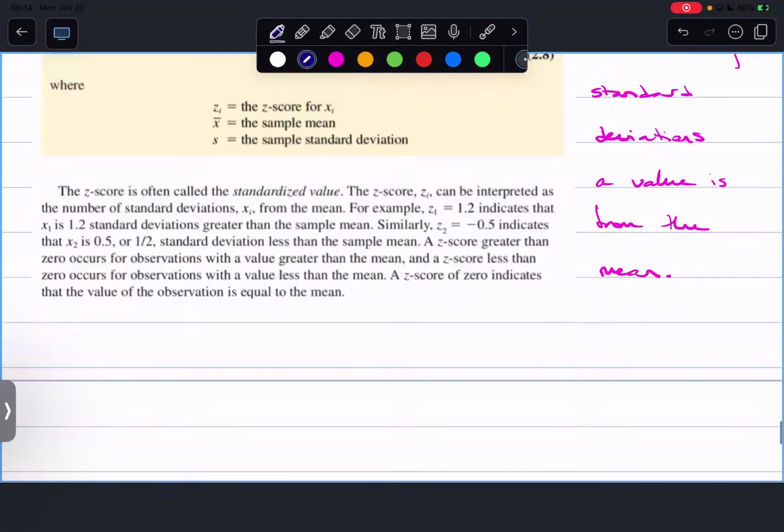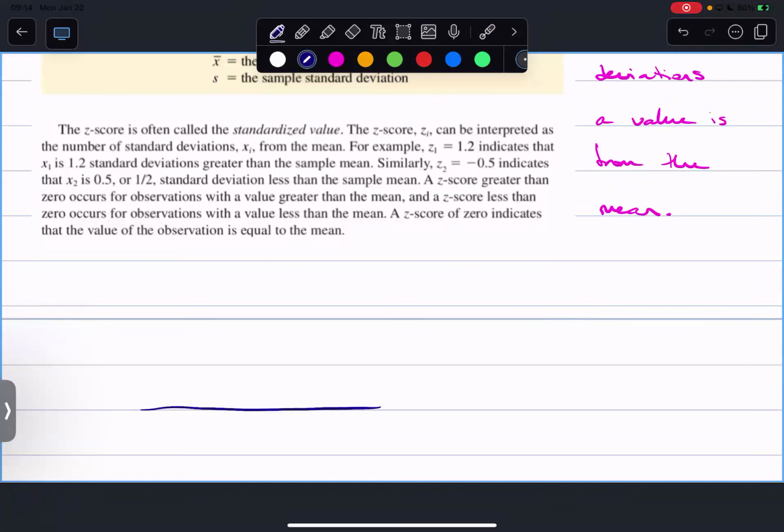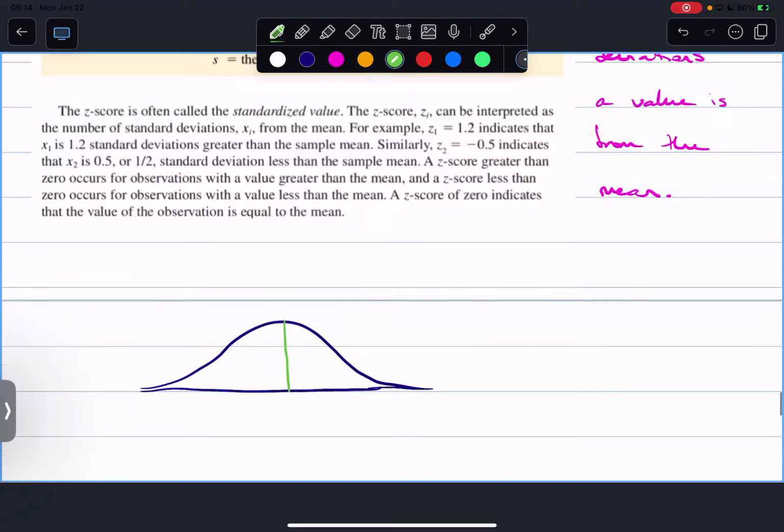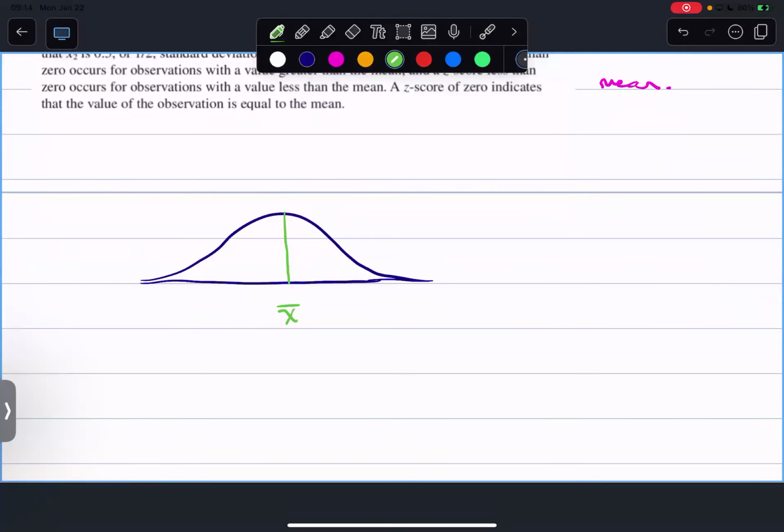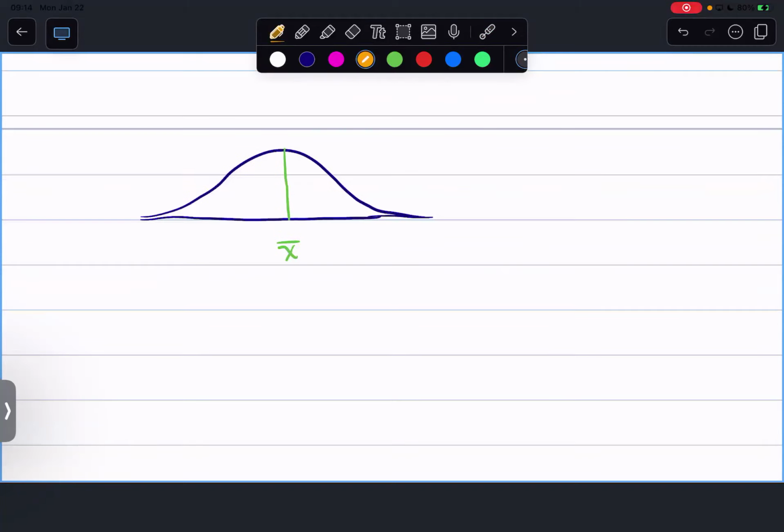Z-scores are typically used for normal distributions. You can use them for non-normal, but we'll just focus on normal. They're going to be centered on the mean. And so if I find some data point, Xi minus X bar divided by S, this is going to be negative for points below the mean. So here I've got my Xi on this number line here.